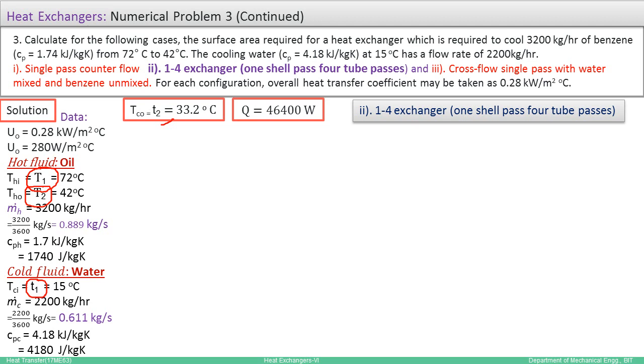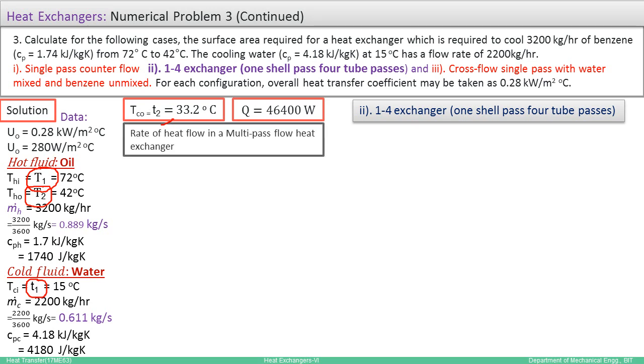Now we have this Tco found out, and Q also found out. And for multi-pass flow and cross flow heat exchanger, the terminology has to be slightly changed. So you can see I have done it here. Thi is termed as T1, capital T1 there, okay, and similarly Tho is written as capital T2.